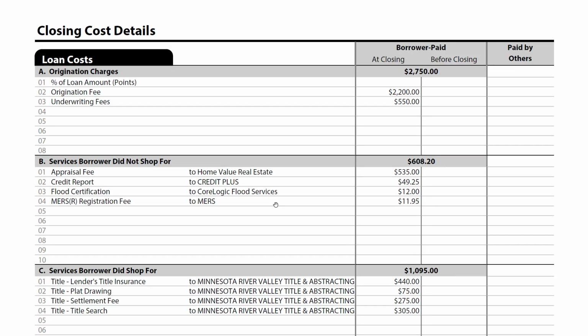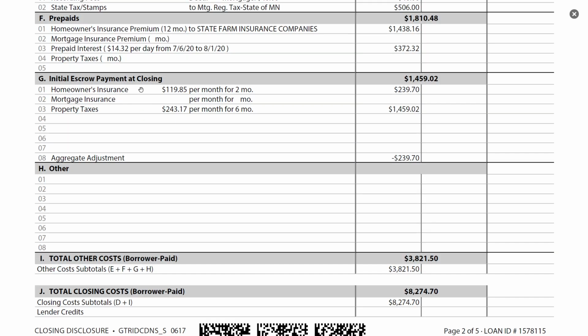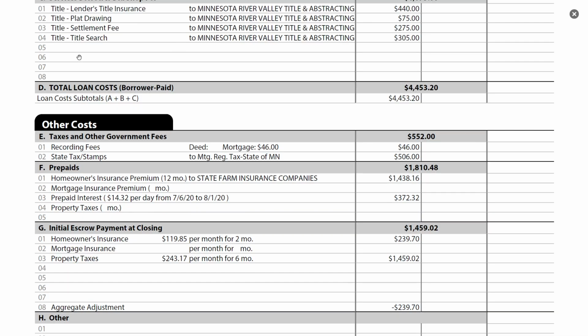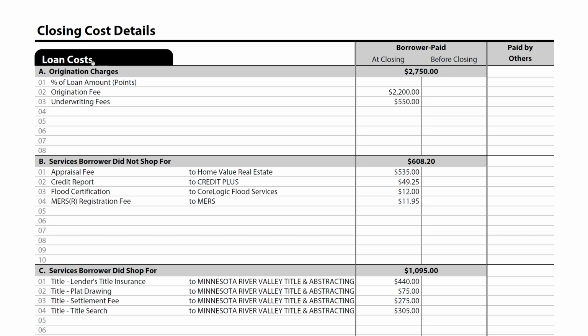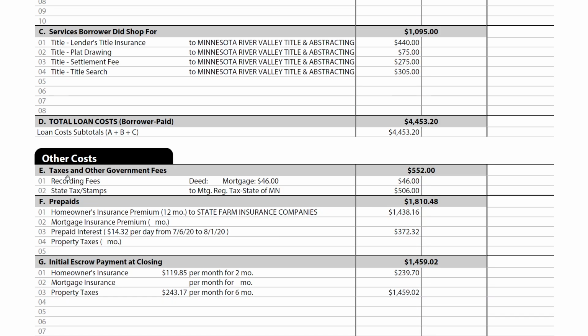So let's start with the second page, where it says closing details. There are two categories of cost. One is called loan cost. The other category is called other cost. So there are only two costs. Let's first explain this other cost.